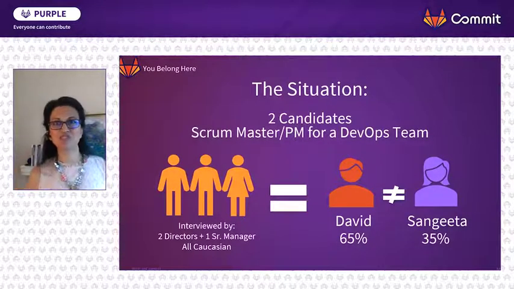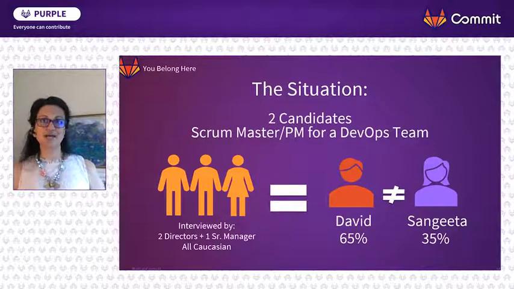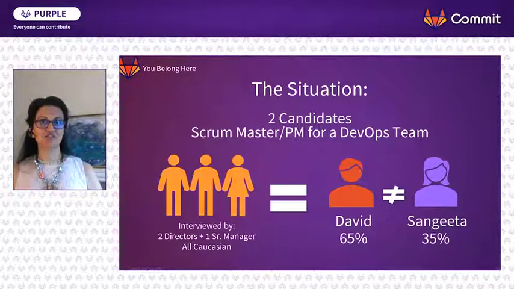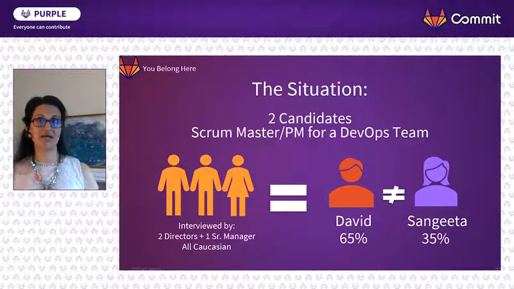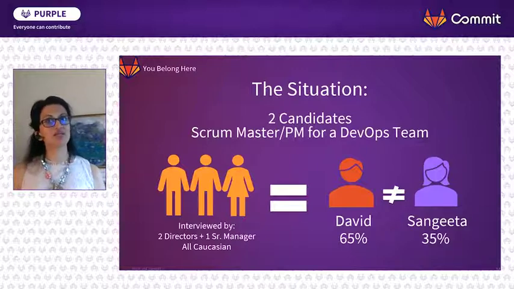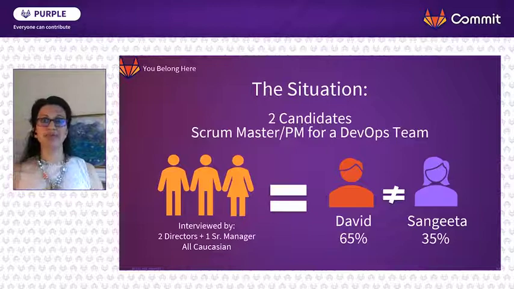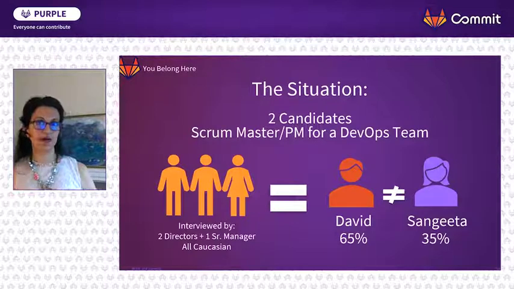This is a real situation, by the way, that I was part of a few years ago. 2 directors and a senior manager, all Caucasian, interviewed several technical project managers and scrum masters for a product and DevOps team. They landed on 2 candidates, but they were not sure about their final decision. One candidate was a Caucasian male, David, and the second candidate was Sangeeta, a woman from a diverse cultural background.